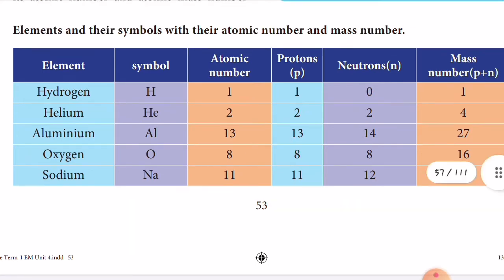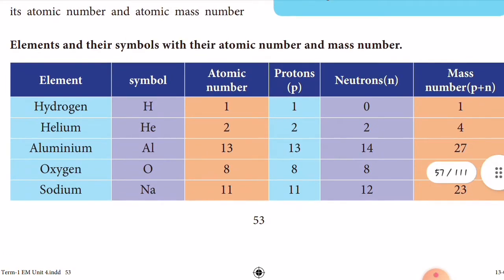You already know the symbols, children. Now write the atomic number and mass number. Atomic number means the number of protons. Hydrogen, H. The atomic number of hydrogen is only 1. Proton 1, and there is no neutron, 0. So what is the mass number formula? Mass number is protons plus neutrons. So proton 1, neutron 0, 1 plus 0 is 1. Is this clear to you, children?